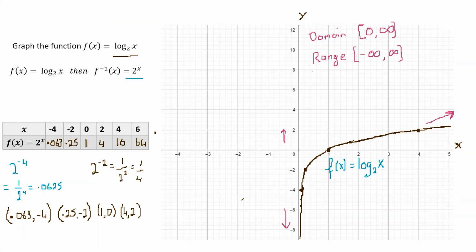Okay, intercepts. Next one is very important. So what do we mean by intercepts? Intercepts is where it crosses the x-axis and the y-axis. It's never going to cross the y-axis, so it's only going to have an intercept with the x-axis. And the intercept with the x-axis, as we can see, is located at the point 1 and 0, which was down there.